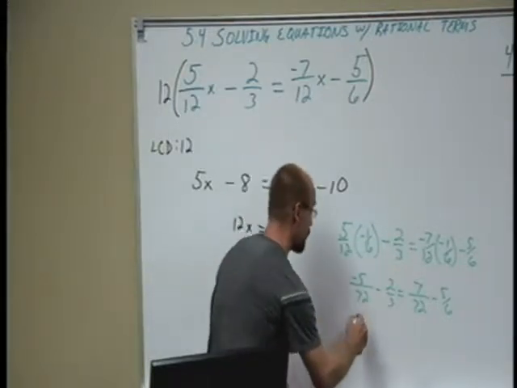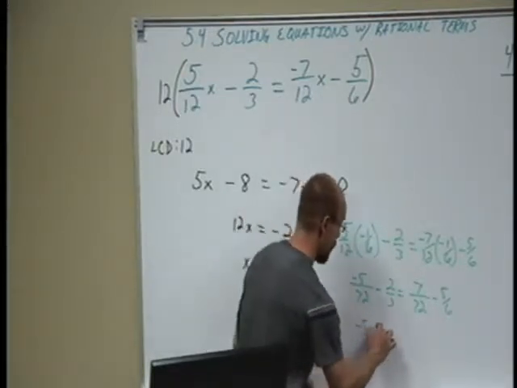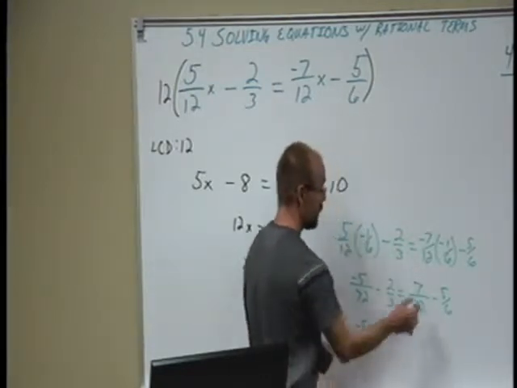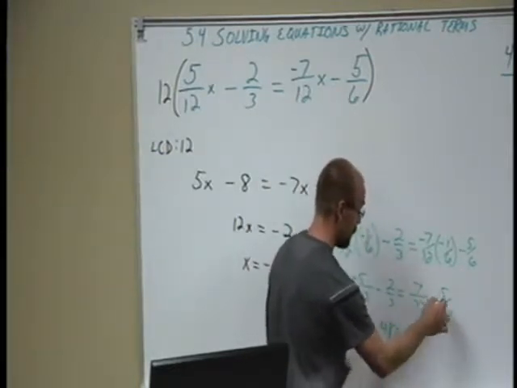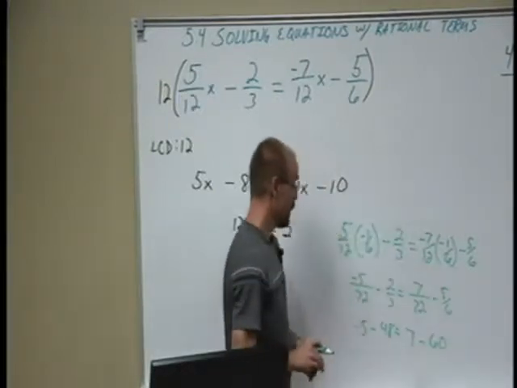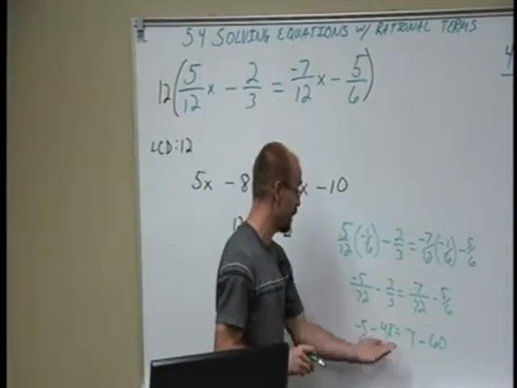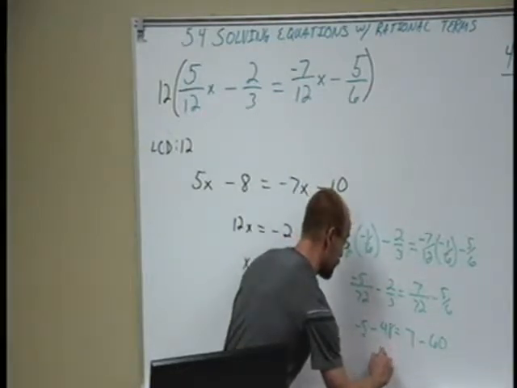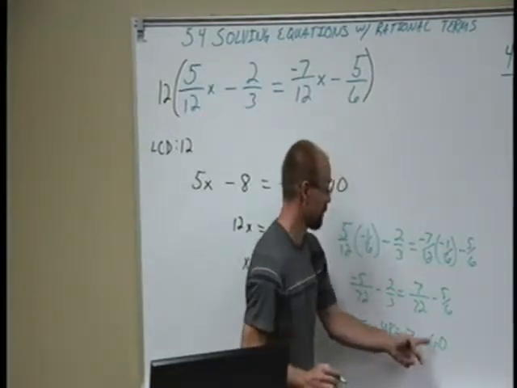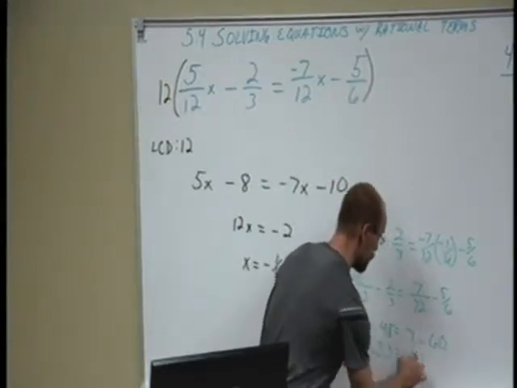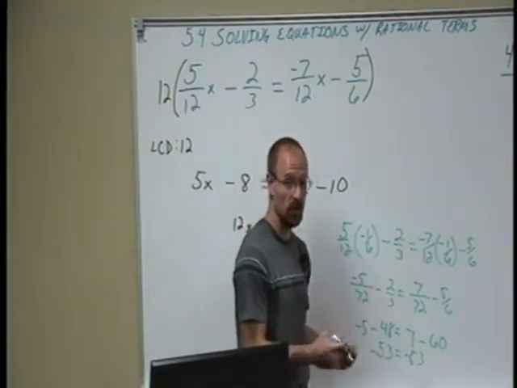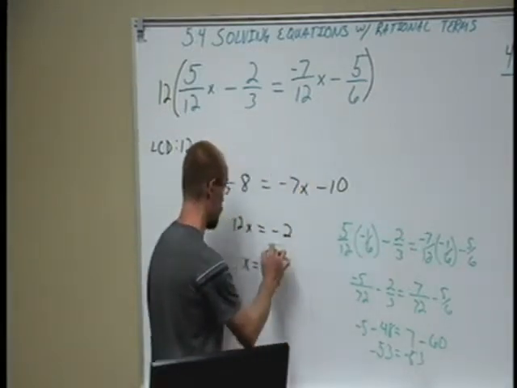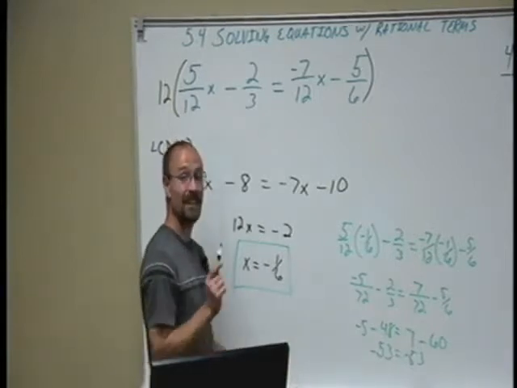And if I do that, I get negative 5 minus negative 2 times 24 is 48. Multiply this side by 72, I get 7. And this by 72, I get negative 60. Now, is this a true statement? Negative 5 minus 48 is negative 53. 7 minus 60 is negative 53. Negative 53 is negative 53. That's a true statement. It is what it is. I know that my solution here, x equals negative 1/6, is correct.